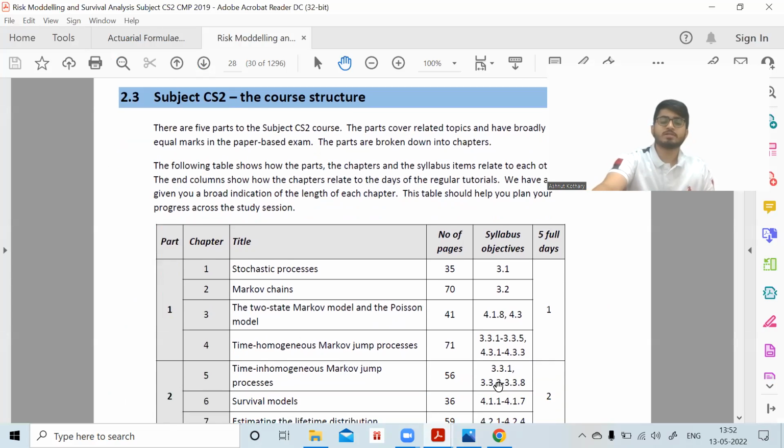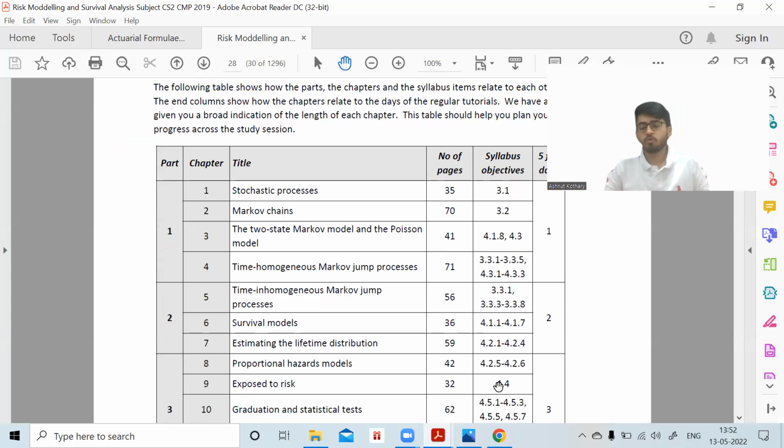So stochastic process generally takes us one class. Markov chain, two classes, or you could even cover it in one class. The second class is mostly for solving different types of questions. Let's just take two for the time being. Chapter 3 takes us one class. Chapter 4 and chapter 5 together will take a total of three classes. That makes it 7 in total.